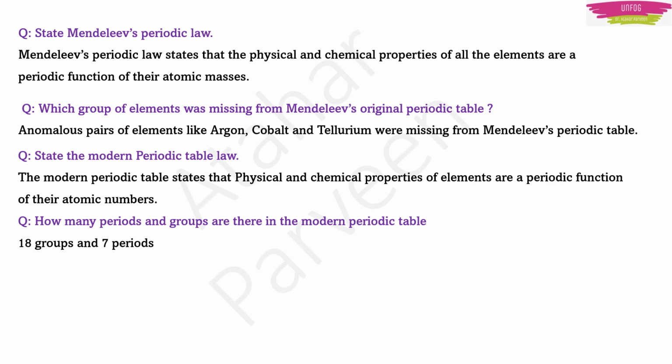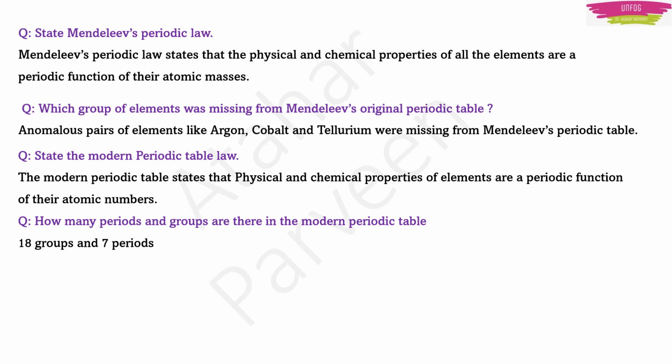Now what is the modern periodic law? What does that law state? It states that physical and chemical properties of elements are a periodic function of their atomic numbers. Remember, atomic numbers. Now, according to the modern periodic table, how many periods and groups are there? There are 18 groups and 7 periods. Periods means if you go horizontally, that's periods. If you go vertically, that is groups.